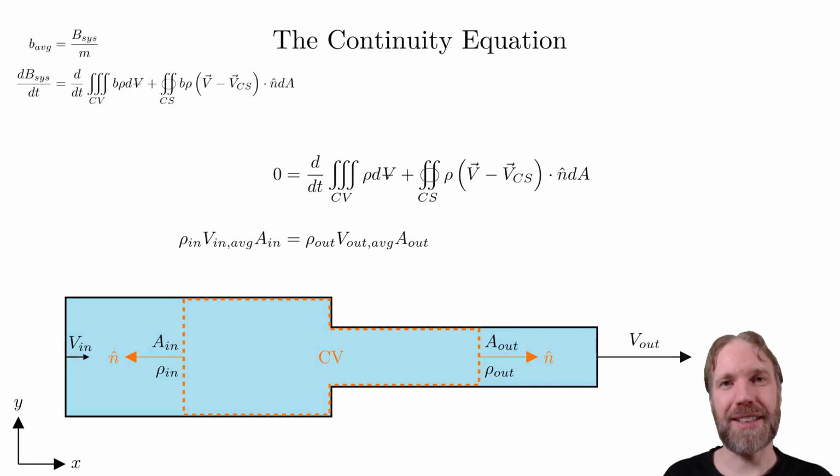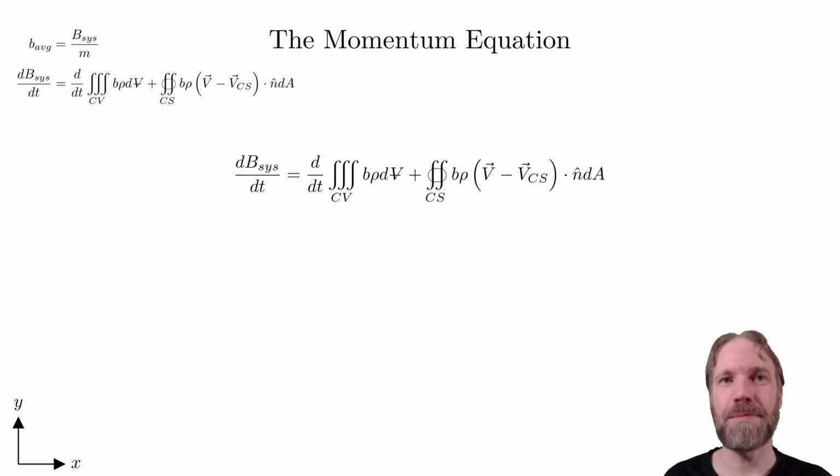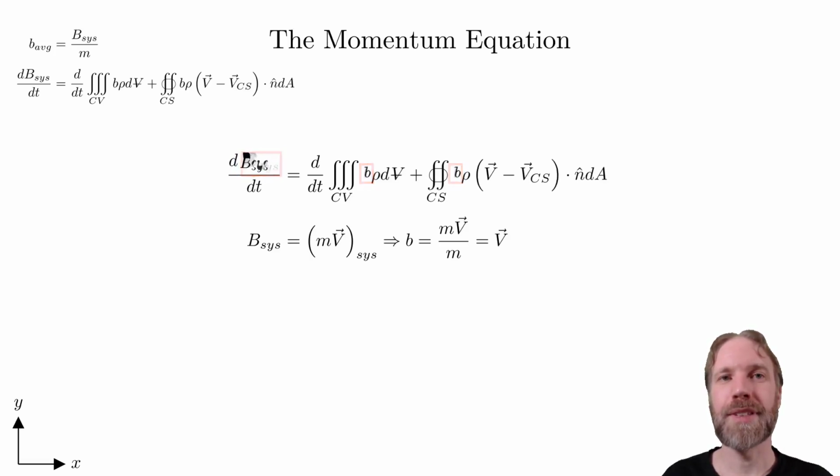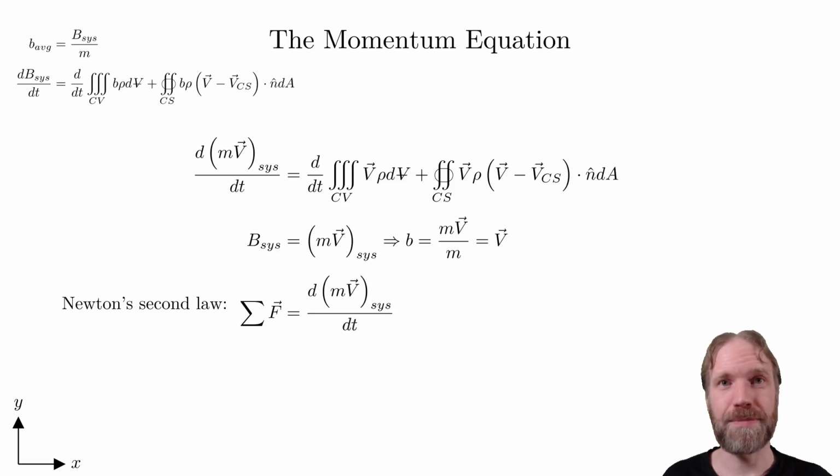Let's move to the next equation, the momentum equation. Here we will use the momentum as our extensive property. As the momentum is mass times velocity, small b becomes the velocity. Insert into Reynolds transport theorem. The change of momentum for a system of fixed mass is, according to Newton's second law, the force. Here we write it as the sum of all forces.